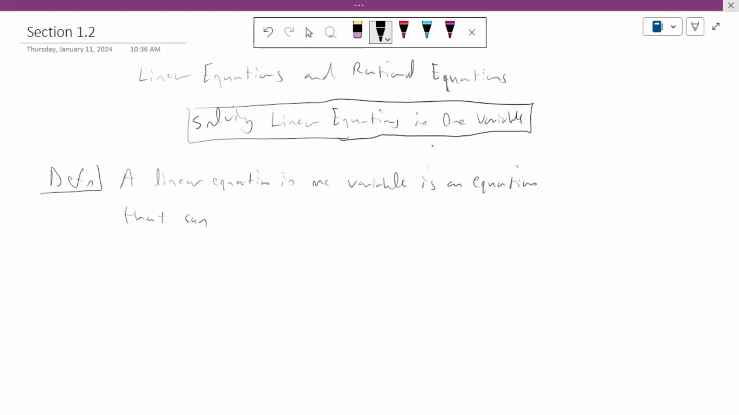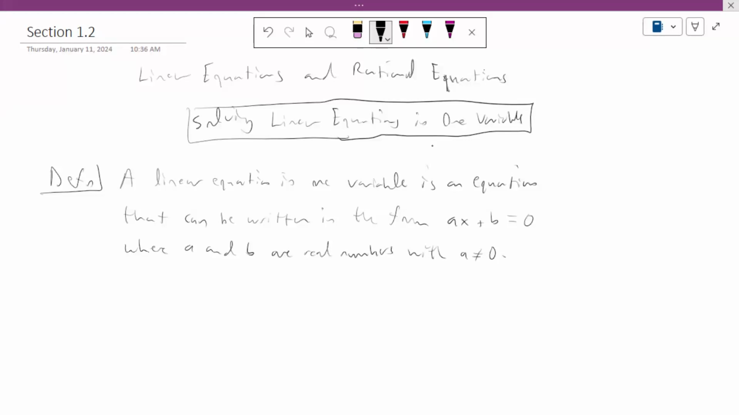That can be written in the form a times x plus b is equal to 0. So every linear equation could be put in that form, where a and b are real numbers, with a not equal to 0. Fair enough.